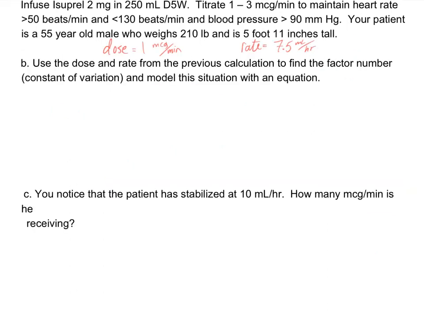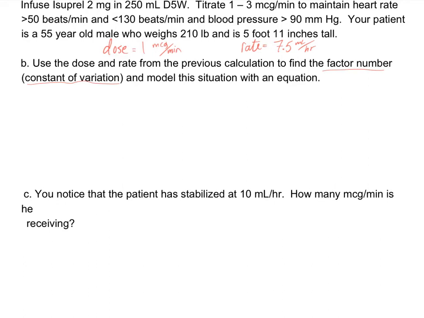We want to use the dose equal to 1 microgram per minute and the rate equal to 7.5 milliliters per hour. We want to use those two items to create a formula or an equation that models this situation. So the first thing we need to do is to calculate the factor number, which we also know is referred to as the constant of variation, knowing that the dose and the rate vary directly.